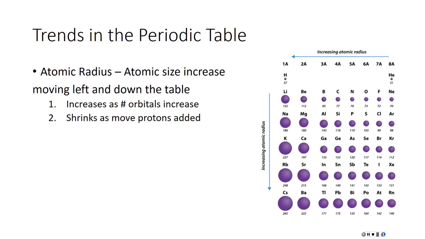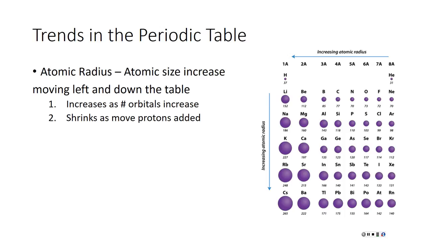And this is what we see as we go across the periodic table. For example, carbon has 6 positives and 6 negatives, but oxygen has 8 positives and 8 negatives. Because you have more positives and more negatives, they pull together. That's why they shrink and get closer to one another as you move across the periodic table.